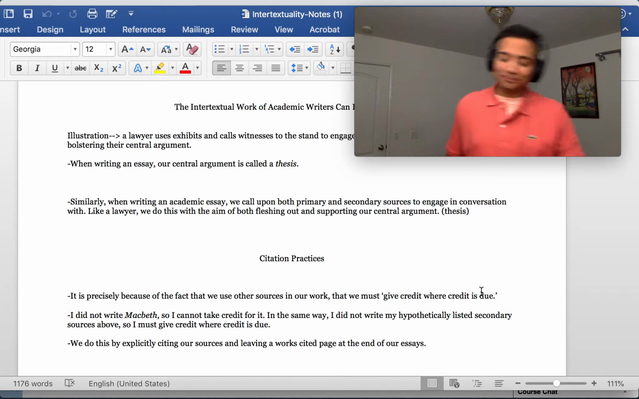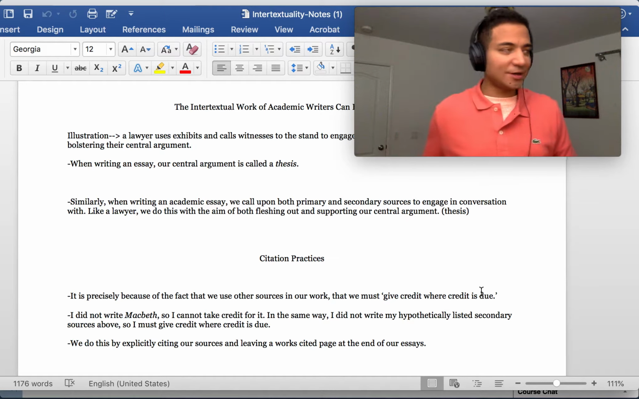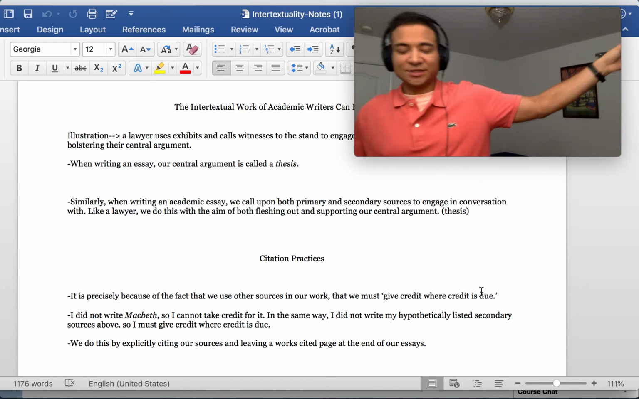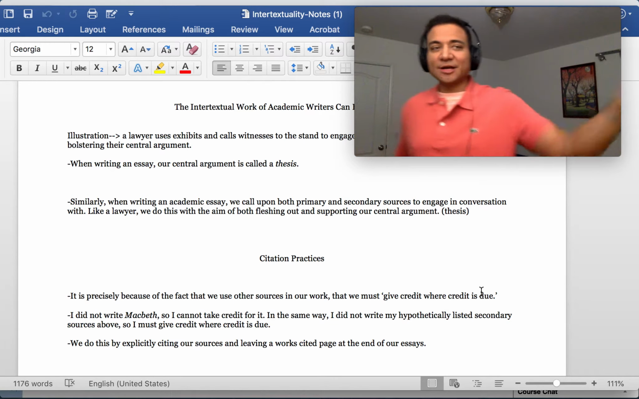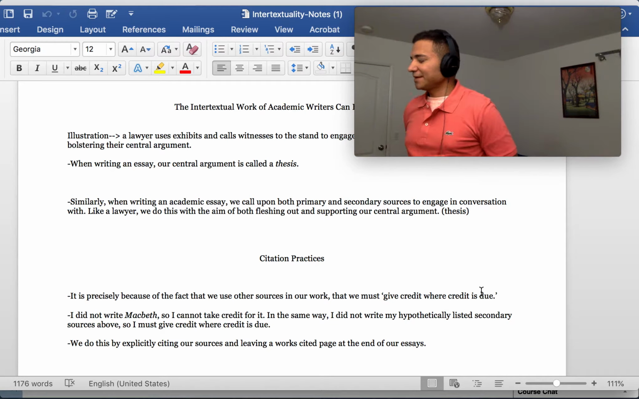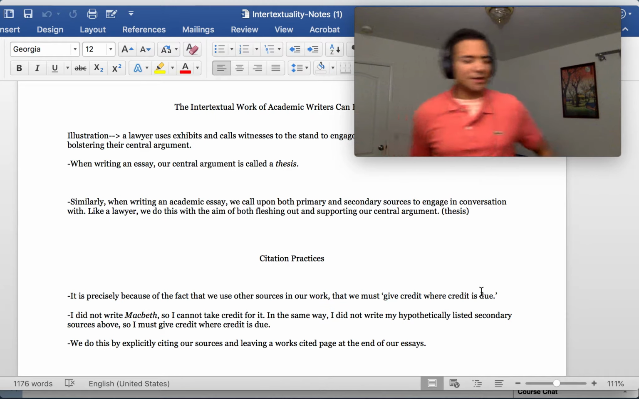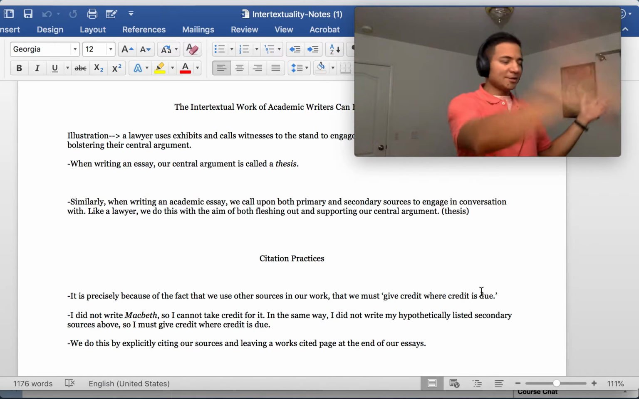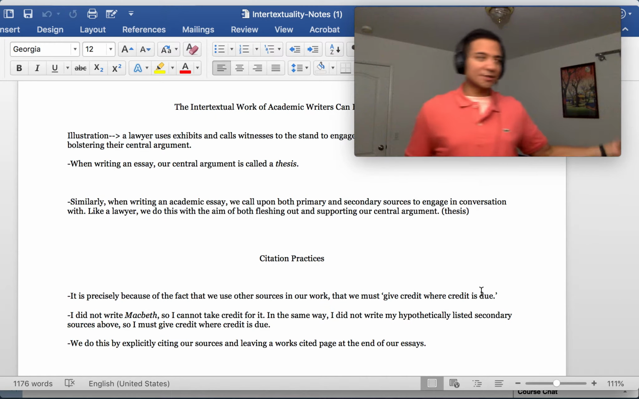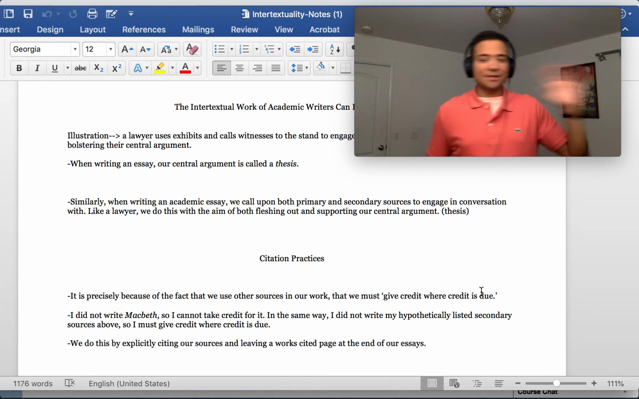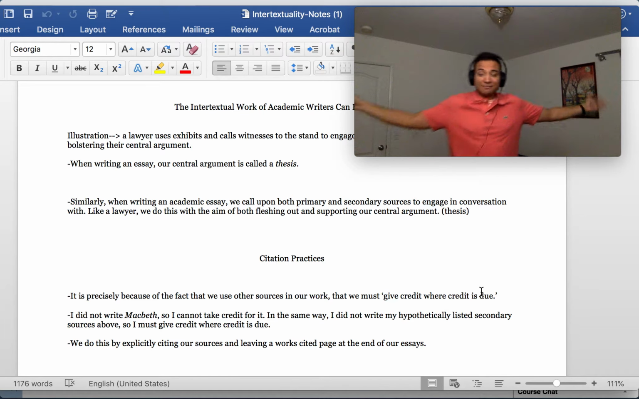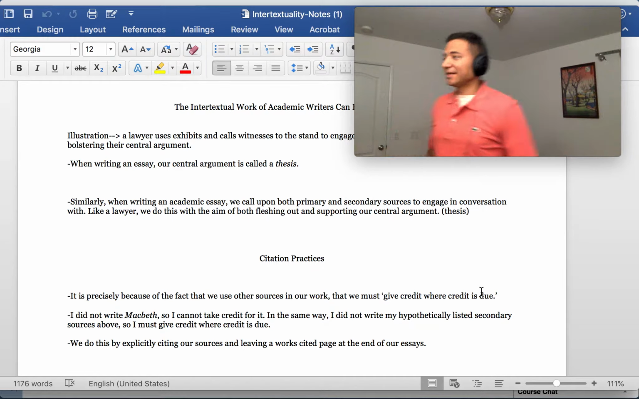And here's the thing. A lawyer does not just say, okay, I call this witness to the stand, and give them the microphone and say nothing. The witness talks. Okay, bring in the next witness. The witness talks, then the next one, then the next one, and then, all right, that's it. Case dismissed. I got nothing to say.